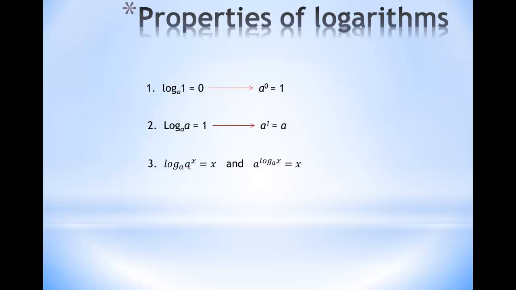Log base a of a to the x is equal to x, and a to log base a of x equals x. I did this on the first slide. I wrote that out, and that's because of inverse properties, right? Because these two functions are inverses of each other, we can have the composite function of each of them, and I just get back to x. What one does, the other undoes. Okay?